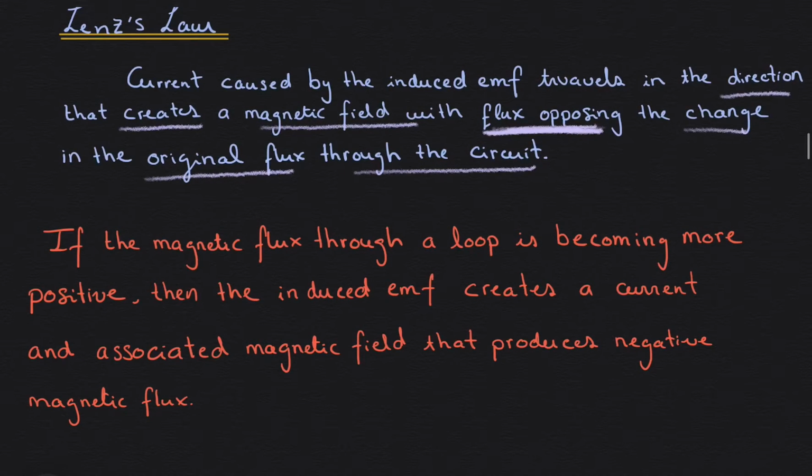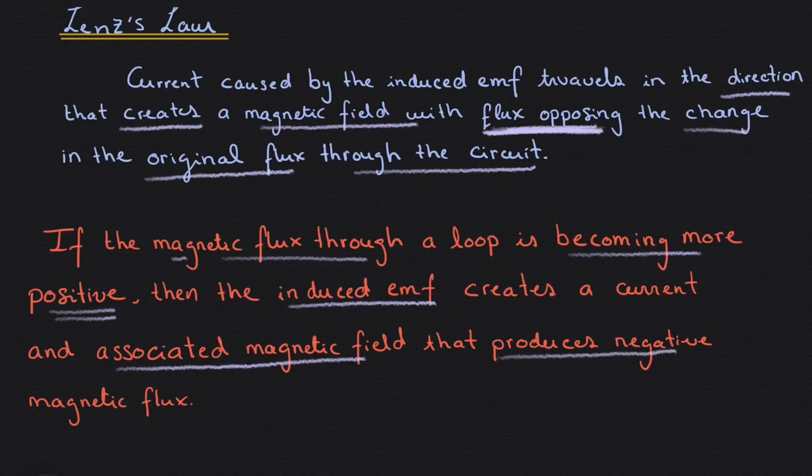And then another explanation that we'll introduce in the example is that if the magnetic flux through a loop is becoming more positive, in other words, the change of flux is positive and increases, then the induced EMF creates a current and an associated magnetic field that produces negative magnetic flux. So it will go in the opposite direction. So I'm going to start question number 2, and then I'll go back when the question asks us with particular directions and positive or negative values.